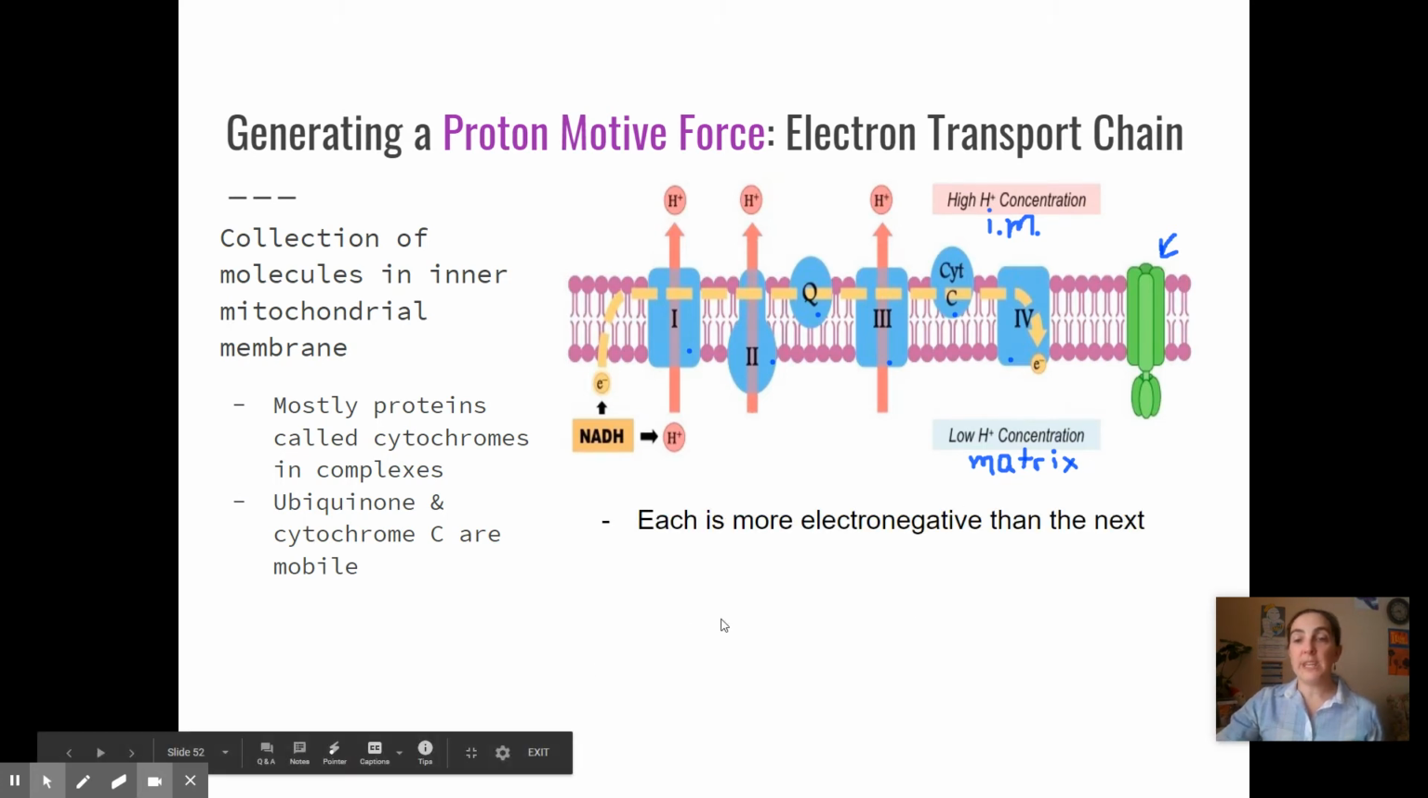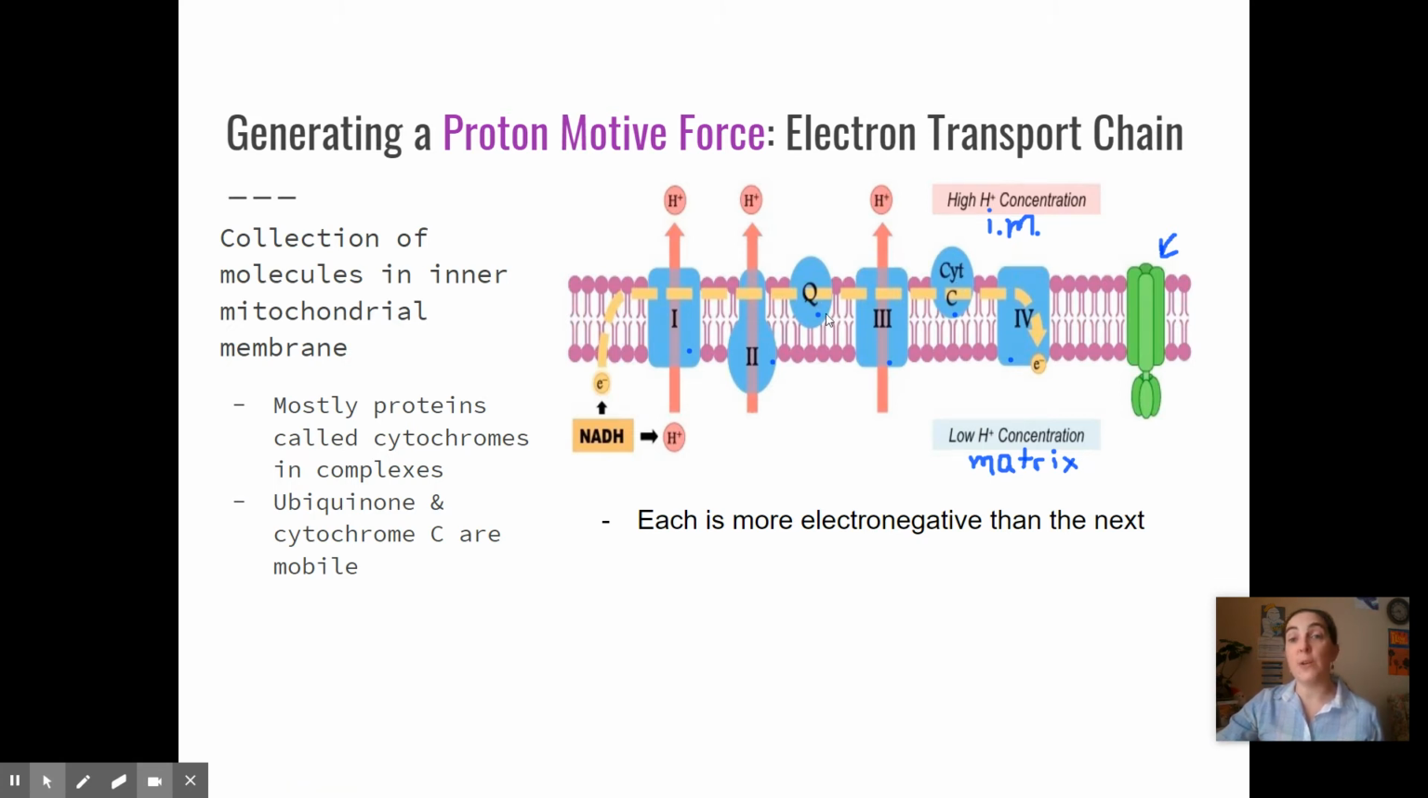But the important thing here is that each of these molecules, each of these protein complexes, is more electronegative than the one before it. So this is that electronegativity hill that we were talking about. The electrons that arrive here in this NADH, remember the H brings the electron. This electron is more attracted to this first protein complex than it was to this hydrogen.